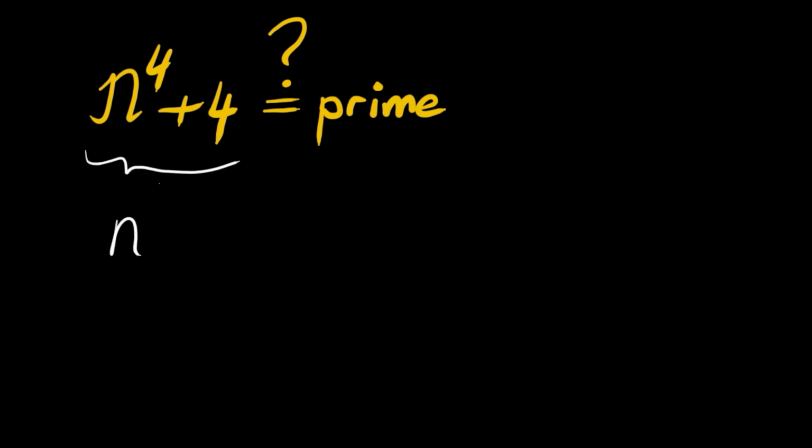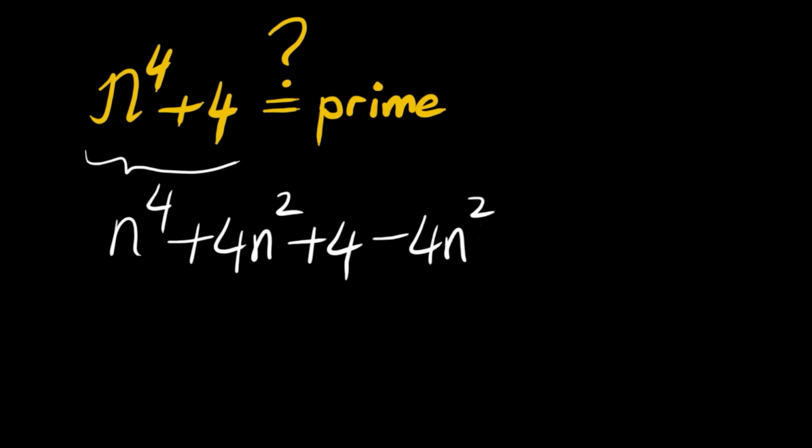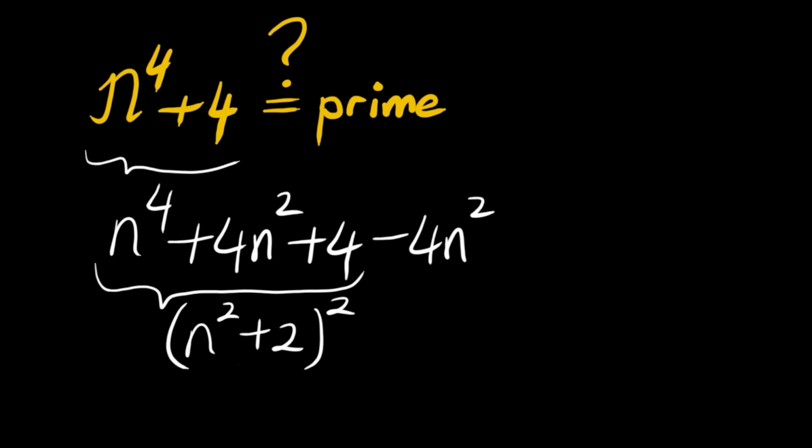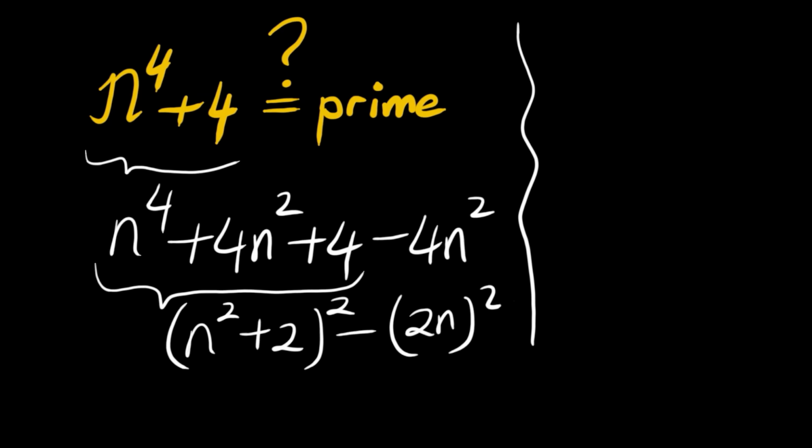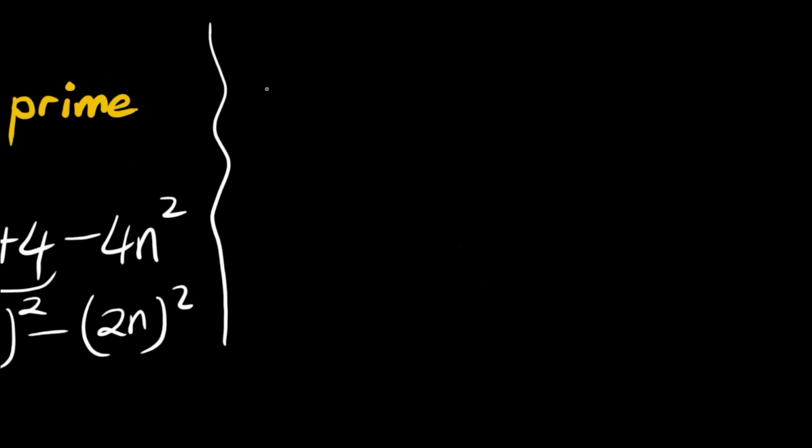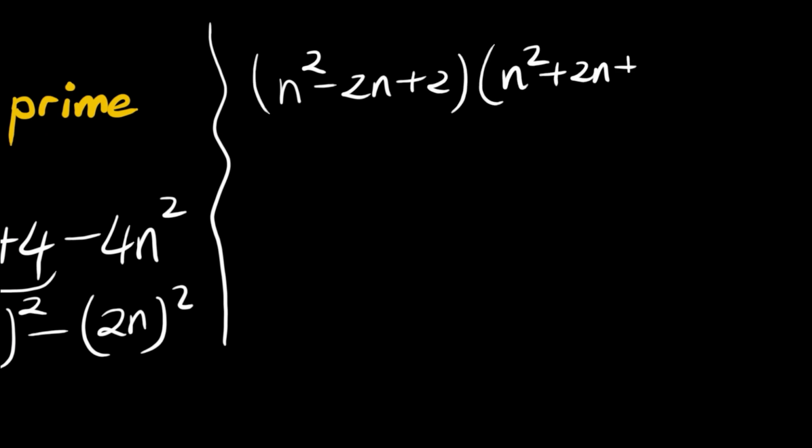Adding and subtracting this 4n squared to our expression. You may have seen this. Adding and subtracting 4n squared, we will have two complete squares. This is n squared plus 2 all squared, and the second one is 2n all squared. So from the difference of two squares, we will write n squared minus 2n plus 2 and n squared plus 2n plus 2, and we want this to be some prime number.